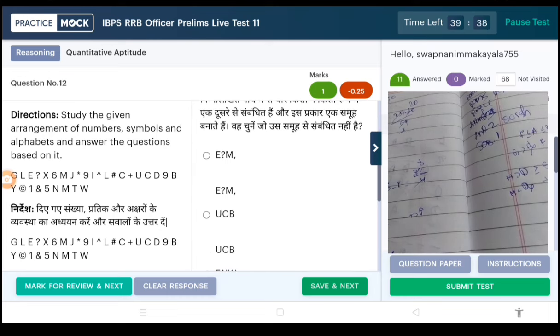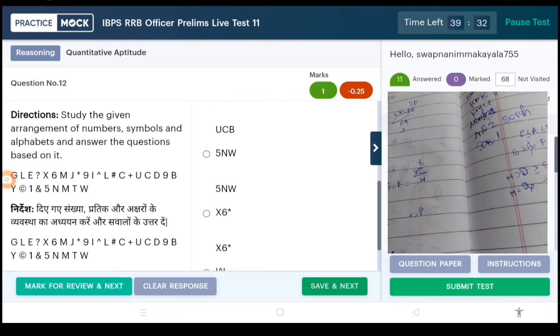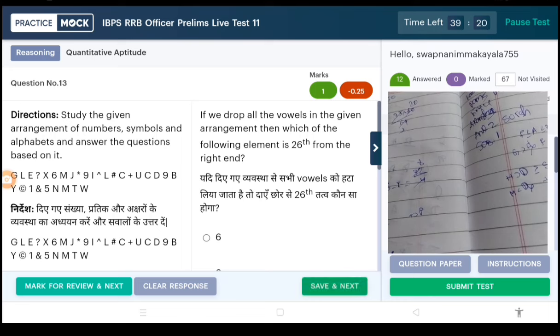E, 2, M, U, C, B, 5, N, W, 6, star, L. If we drop all the ovals in the given arrangement, which element is 26th from the right end? If we drop all ovals, 1, 2, 3, 4, 5, 6, 7, 8, 9, 10, 11, 12, 13, 14, 15, 16, 17, 18, 19, 20, 24, 25, 26 is L.